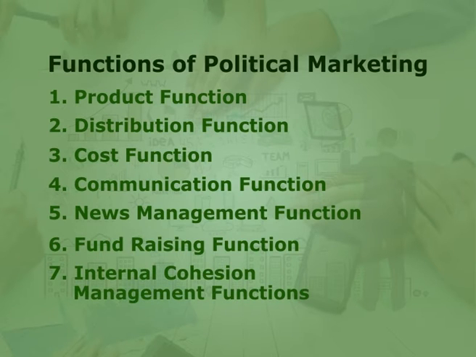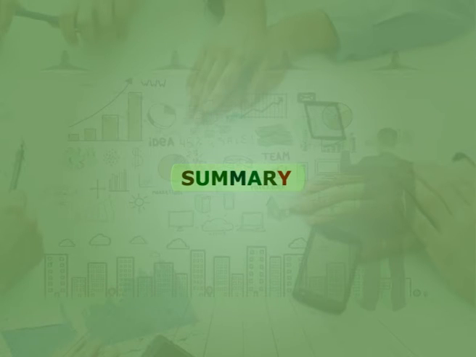The last function that we are going to talk about is the internal cohesion management function. Besides the external management aspects, the internal structure and function of the political party also needs to be managed professionally. The function is concerned with relationships with party members and activists as well as spokespersons. The internal marketing function plays a critical role in creating internal stability and therefore the credibility of the party regarding the outside image.